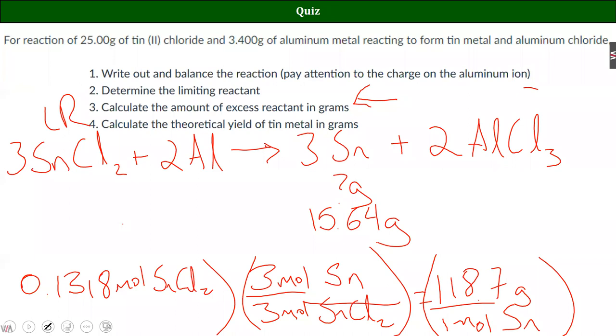If it doesn't give you an actual yield, then it's not a percent yield question. In order for it to be a percent yield question, you have to know how much the reaction actually made. And then you're going to compare that to how much you were supposed to be able to make, which is this number.